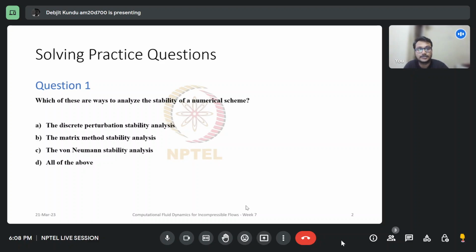So, this is question number 1 of today's session, which is asking us which of these are ways to analyze the stability of a numerical scheme. Is it option A, the discrete perturbation stability analysis, option B, the matrix method stability analysis, option C, the von Neumann stability analysis, or option D, all of the above?